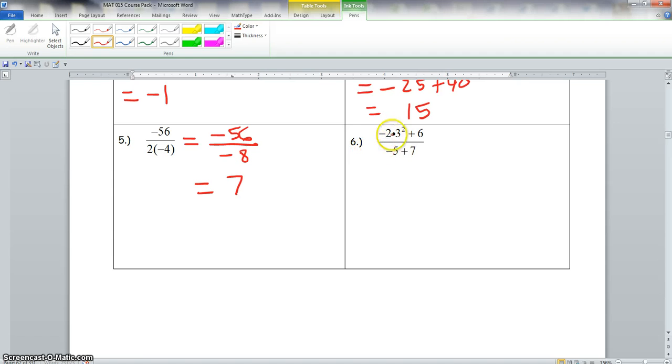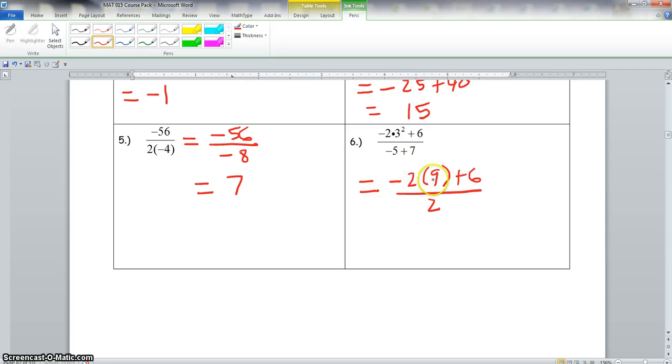Now we go here to number 6. Remember, we do everything in our numerator and everything in our denominator, and then we divide them. So here we have multiplication, exponent, addition. We do the exponent first. So it'd be negative 2 times 9 plus 6 all over negative 5 plus 7, which we know gives us 2. Now, I didn't have to put the parentheses here, and you don't either. You could just put the dot and then a positive 9 plus 6.